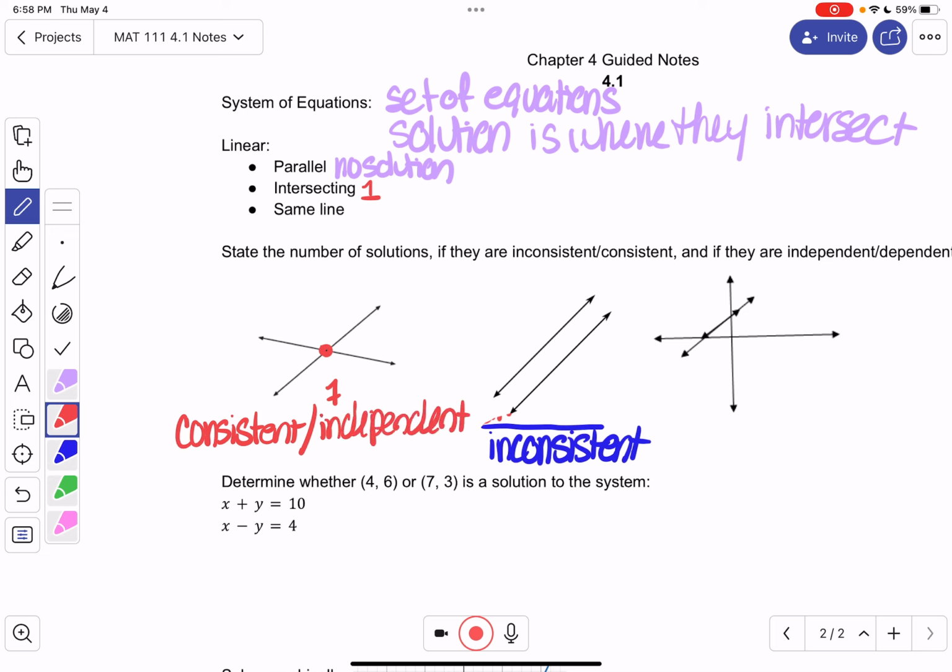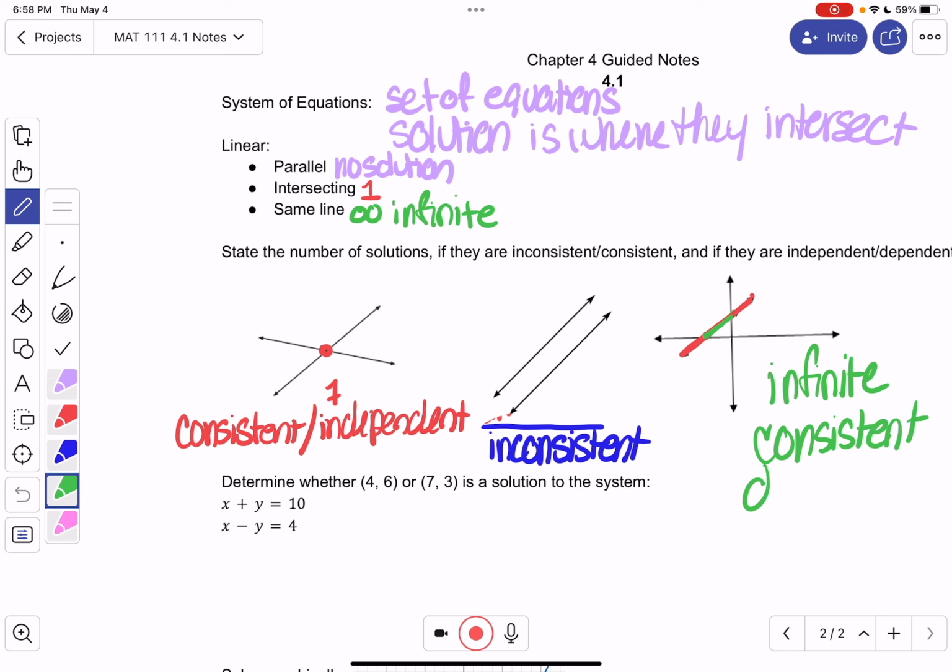Then finally, if the two end up being the same line, they have infinite solutions. Meaning, if this is one line and this is the other line, they cross at every possible point. So we have infinite solutions. And then they're consistent because they're the same, and they're dependent because they're the same at every point. So inconsistent or consistent, and then independent is one point, dependent is multiple.